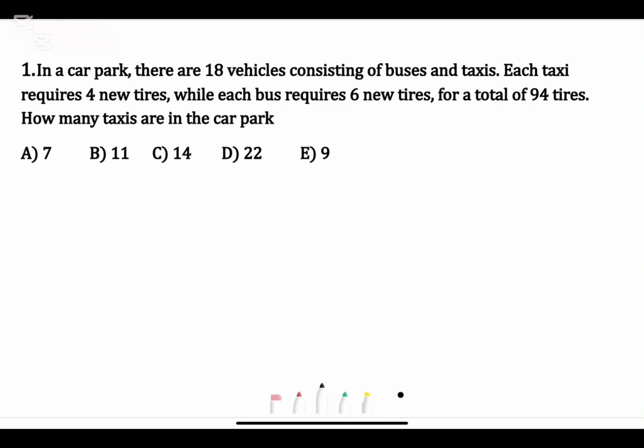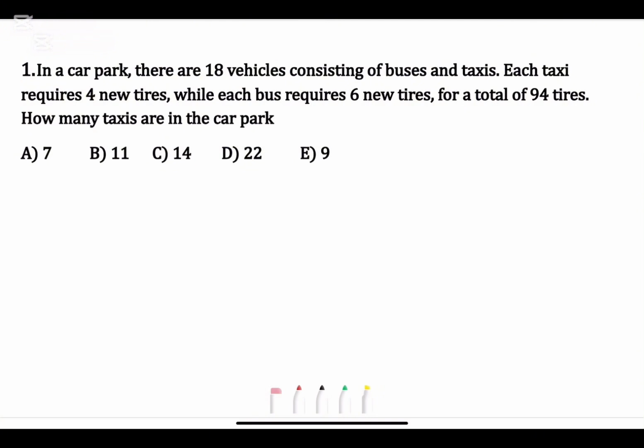consisting of buses and taxis. Each taxi requires 4 new tires, while each bus requires 6 new tires for a total of 94 tires. How many taxis are there in the car park? I'm going to create a little table that will help me to solve the problem.